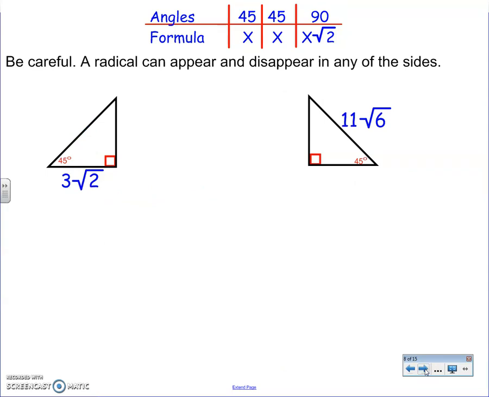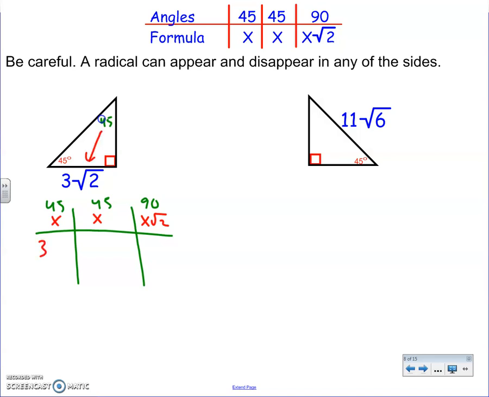All right, be careful. A radical can appear and disappear in any of the sides. So here's another example. Again, 45, 45, 90. I'll make that little chart. I always like putting the formula: x times square root 2. So our 3 root 2 goes right across from a 45. So I'll put it right here, 3 root 2. So that's across the 45. The other 45 must be the same thing, 3 root 2.